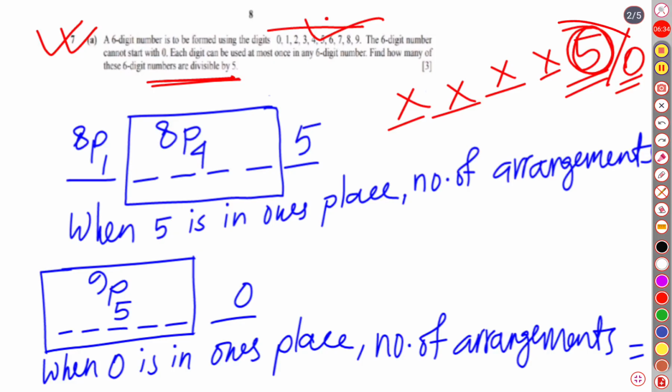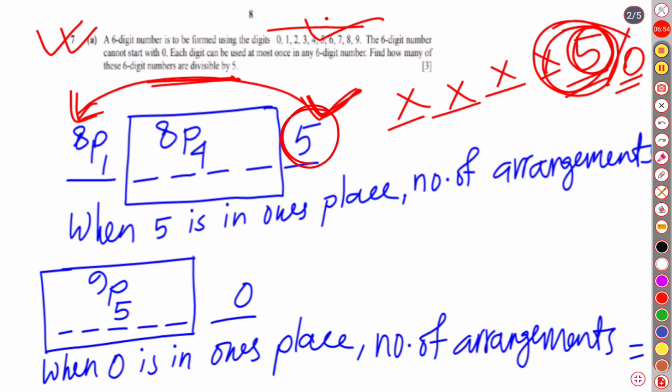Now as there are two conditions, we will solve it stepwise, one by one. Suppose in ones place we are having 5. Then the first place should also be dissolved. If 5 is fixed over here, look, 5 has been fixed, and in total we should have 6 digits: 1 2 3 4 5 6.